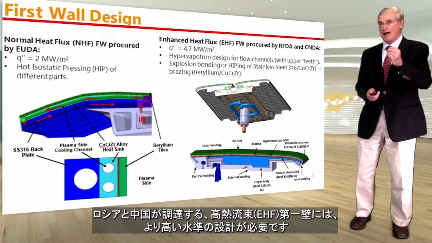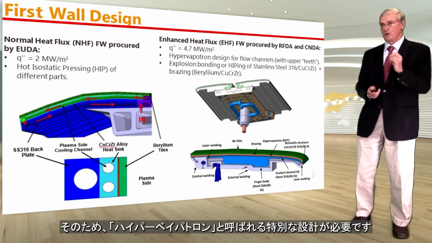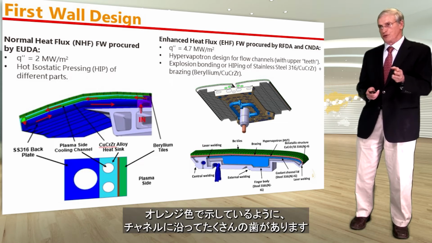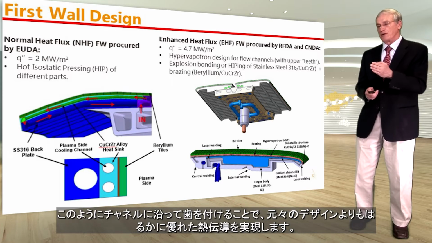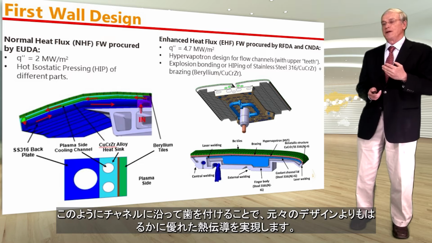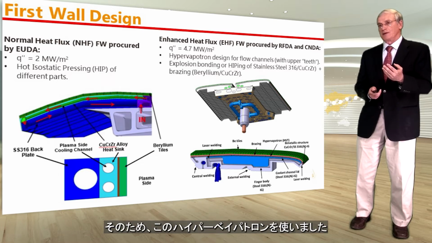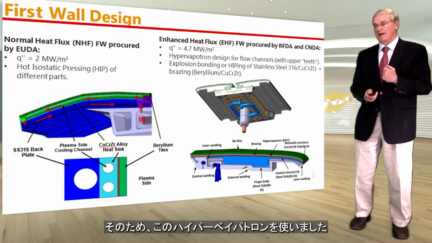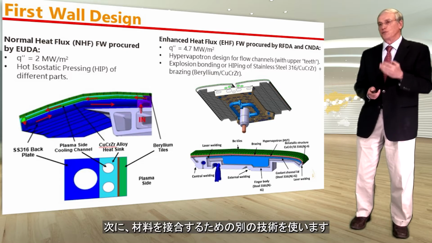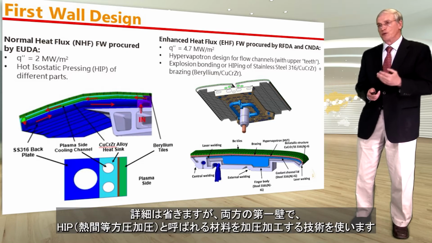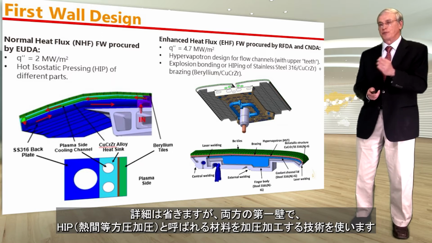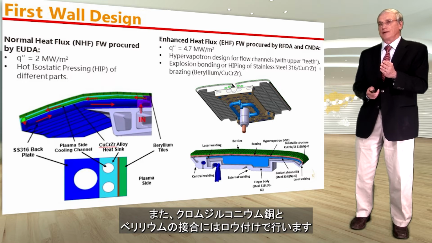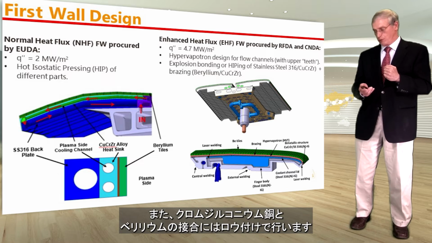For the enhanced heat flux first wall, which is being procured by the Russian DA and the Chinese DA, it has to be designed for a higher heat flux. So we need a special design, which we call a hypervapotron, which basically, shown in orange there, has a bunch of teeth along the channel. With these teeth along the channel, the heat transfer is much better than in a conventional design. We then use different techniques to bond the materials together. I don't want to go into too much detail, but basically, in both cases, hot isostatic pressing would be used, and also brazing would be used for the beryllium to copper-chromium-zirconium bond.